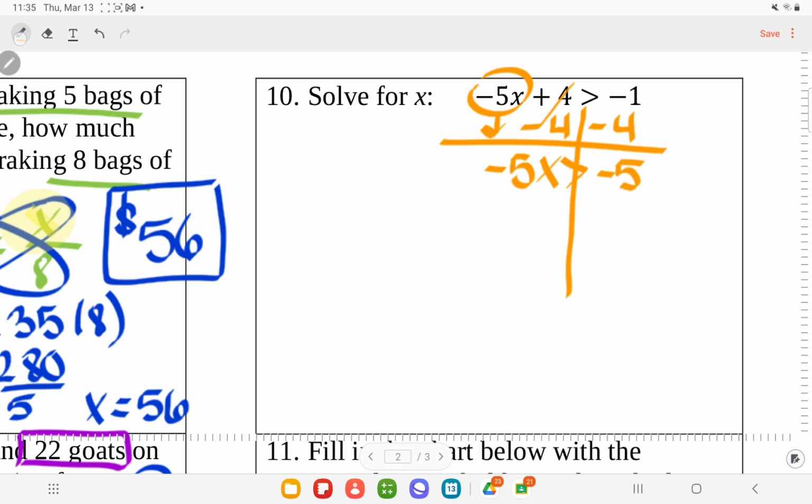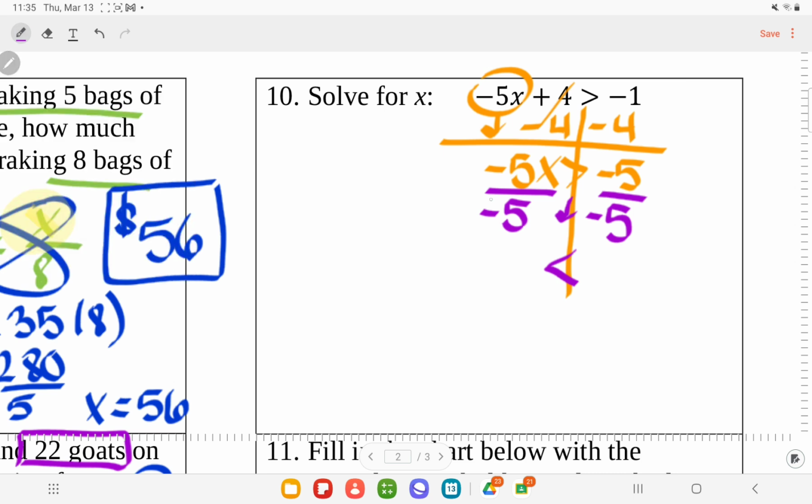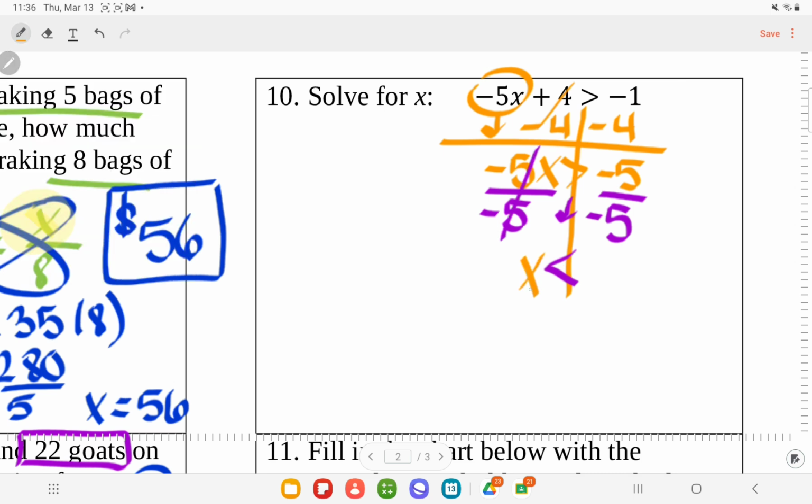Now we need to get rid of this negative 5, so in order to get rid of that, I'm going to divide both sides by negative 5. And remember, this is a time where when we divide by negatives, we need to flip our symbol, so don't forget to flip your symbol here. On the left-hand side, the negative 5 and the negative 5 will cancel out, leaving us with just x. Now we flipped our symbol, and negative 5 divided by negative 5 is 1. X is less than 1.